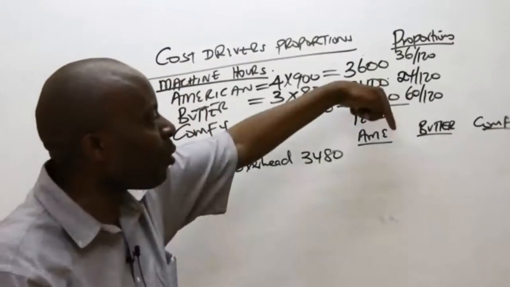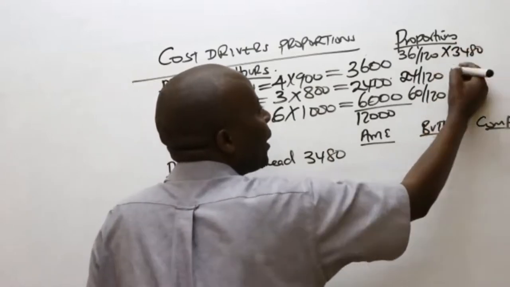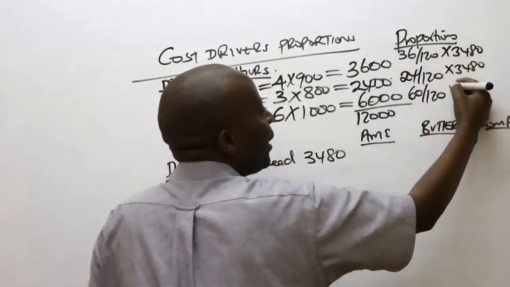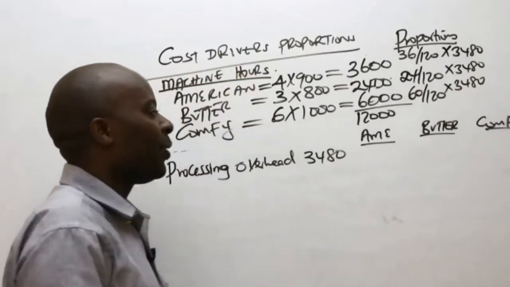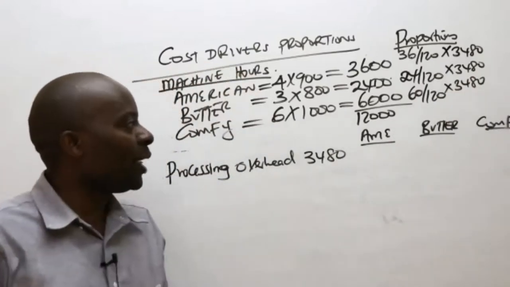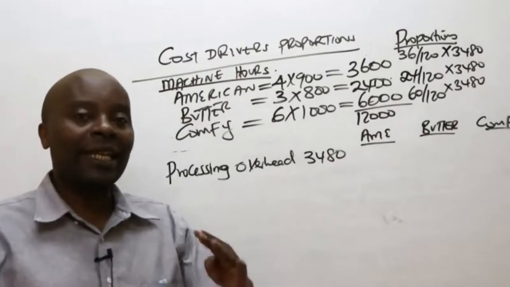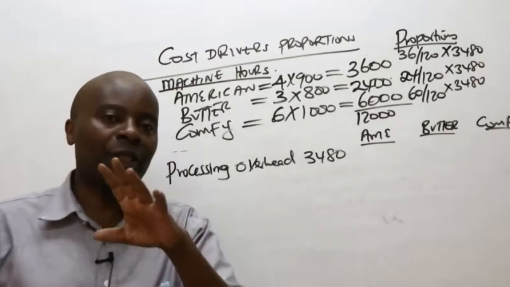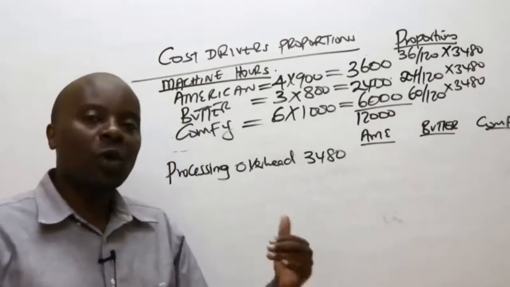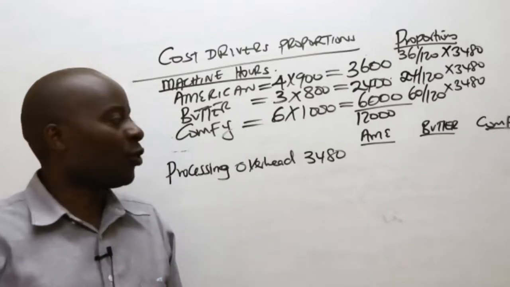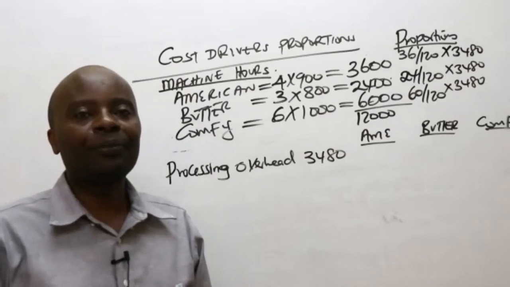We have these proportions. So I need to take this times 3480, this times 3480, this one times 3480, and then you give me figures to write here. What do we have, somebody, for American? My figures are in thousands. Chop the 3 zeros. It was 3480,000, but I said to work with 3480.